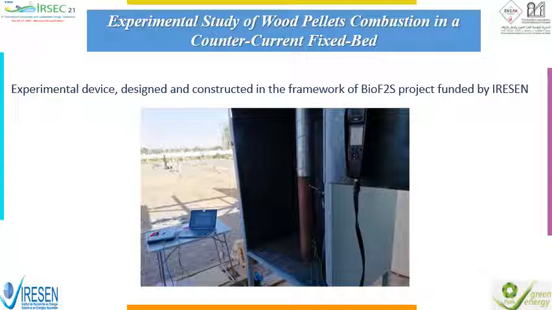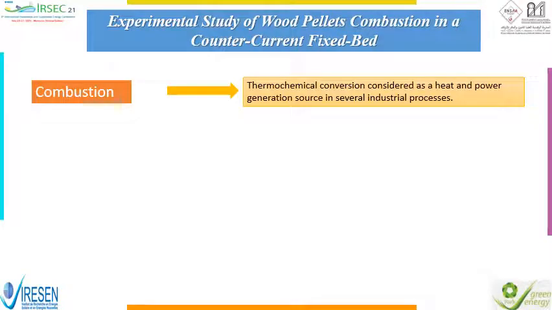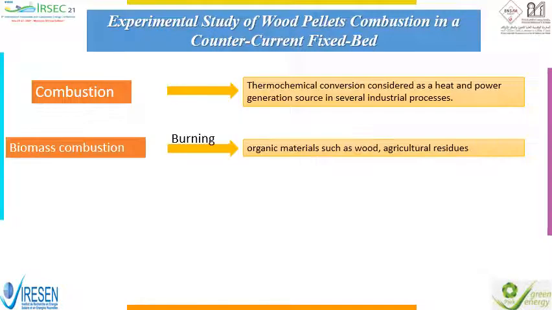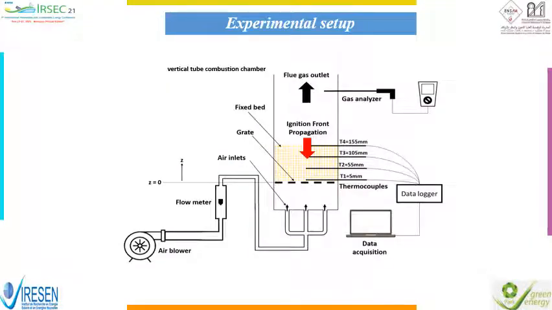The experimental device was designed and constructed in the framework of the BioF2S project funded by Ilias. Combustion is a thermochemical conversion considered as a heat and power generation source in several industries. Biomass combustion is burning organic material such as wood and agricultural residues. That's why it requires a better understanding to enhance combustion efficiency and to reduce pollutant emissions. So our paper presents an experimental study to highlight the influence of air volume flow rates on the temperature profile at specified positions along the center of the combustion chamber.